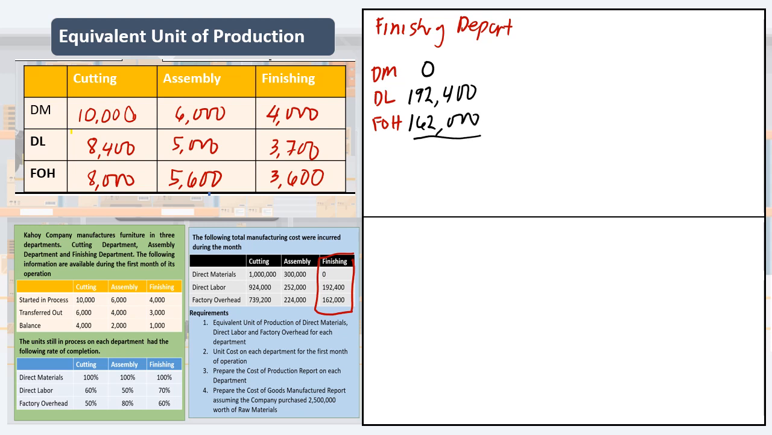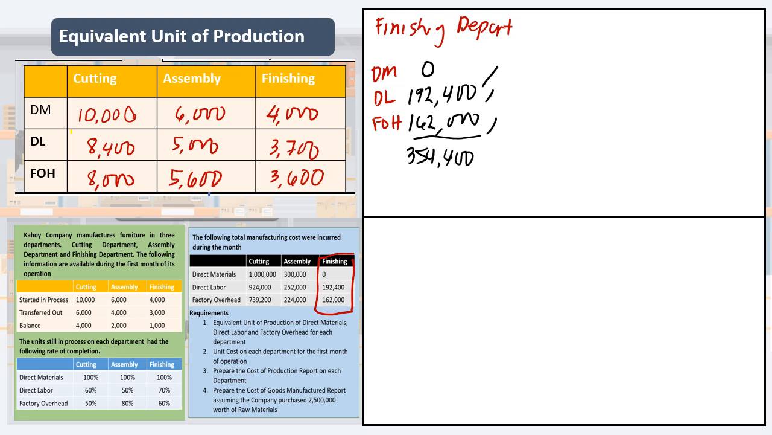So, ang total manufacturing cost na na-incur natin will be, i-add lang po muna natin. So, 192,400 plus 162,000. So, meron tayong 354,400. Then, gamitin ulit natin yung equivalent unit of production to compute for the unit cost for each manufacturing cost.